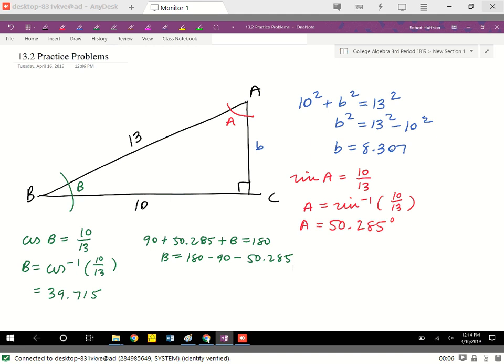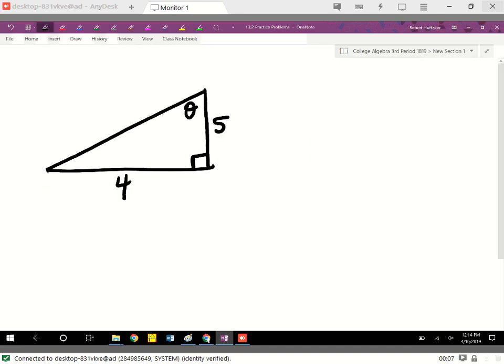All right, I've got a couple more for us. After the solve the triangle question, there's going to be a couple of really typical inverse trig problems where you're given two sides and you're supposed to find an angle.